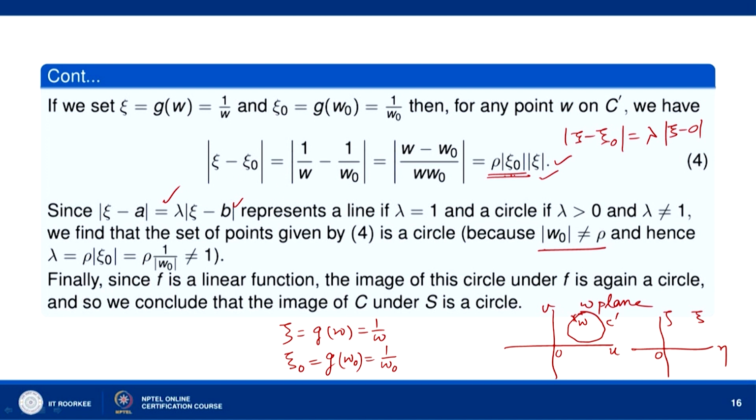So, this means that the circle C dash, when it does not pass through the origin, maps into a circle in the xi plane. Now, finally, since f is a linear function, the image of this circle in the xi plane under f is again a circle, and so we conclude that the image of C under the bilinear transformation S is a circle. So, this proves the theorem.